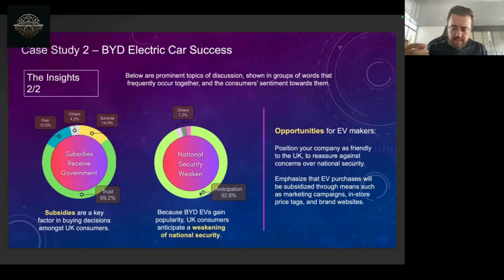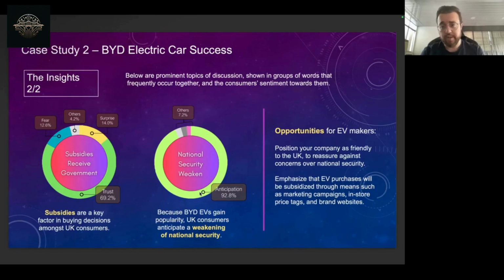So that tells us that for UK consumers, having the trust of the UK government paying them subsidies for getting an electric car, right? This trust is a key buying decision for them. So I think right now in the UK, if you buy an electric car, you get something like £5,000 subsidy, so it's a lot of money, right?